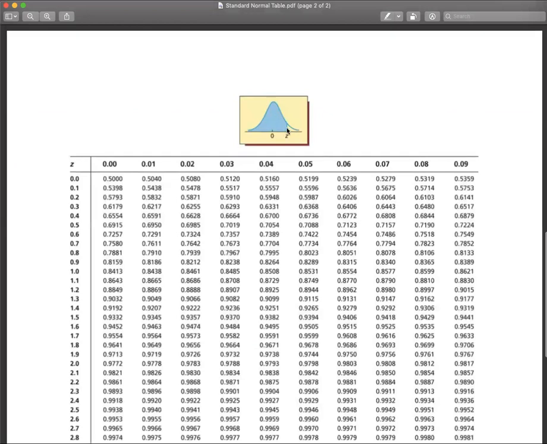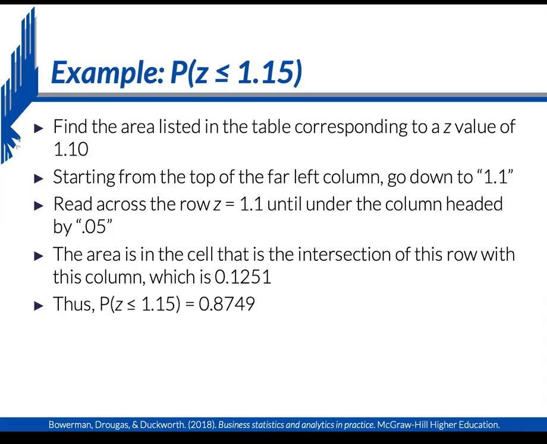As you can see here, this is positive. The z-score now goes beyond the center, which is 0, and it still gives us the area to the left. So again, we are looking for the area to the left of 1.15. We find that here at 1.1 and at the intersection of 0.05. So that's 1.1 and 0.05. The value at the intersection is 0.8749, and that is the area to the left of z-score 1.15. Or this is the probability that the z-score will be less than or equal to 1.15.